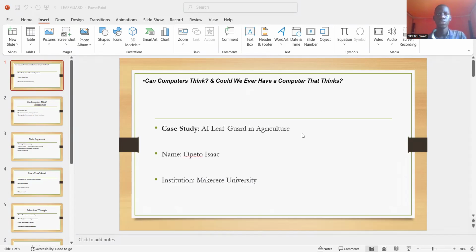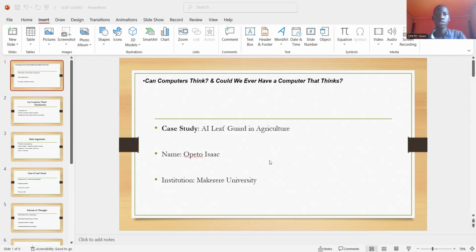As you can see in the first slide here, today's presentation is about artificial intelligence. And here we have formulated two skyrocketing questions about artificial intelligence. The first question says, can computers think? And the second question says, could we ever have a computer that is able to think?